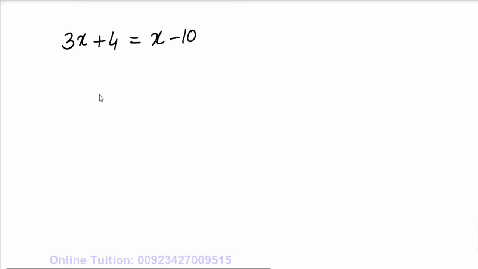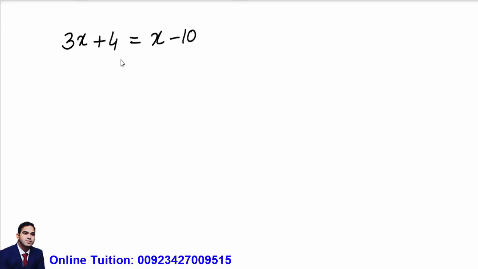In this video we will do linear equations. So this is the question: 3x + 4 = x - 10. You can see on the left side and on the right side there is an x, and we have to find the value of x.